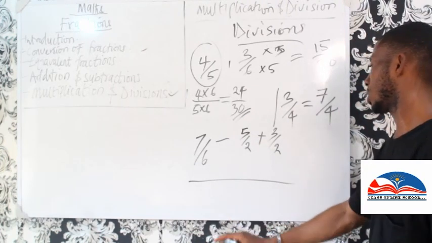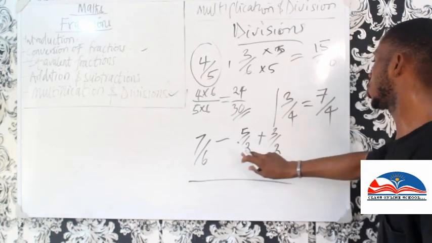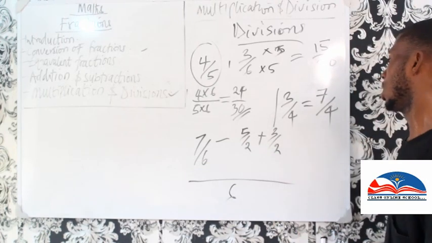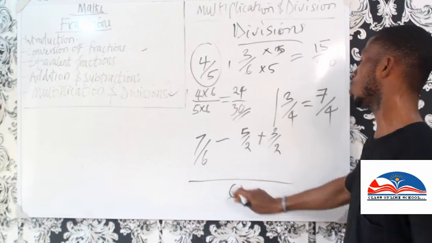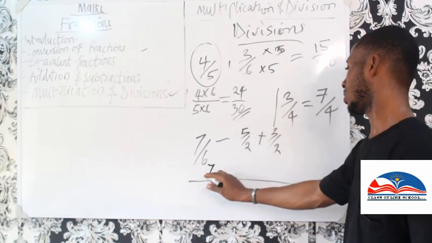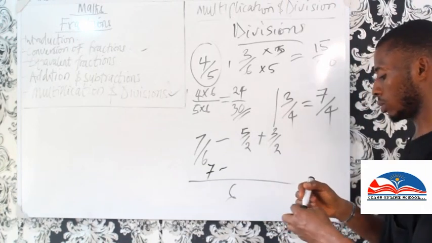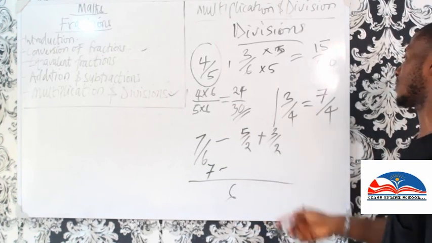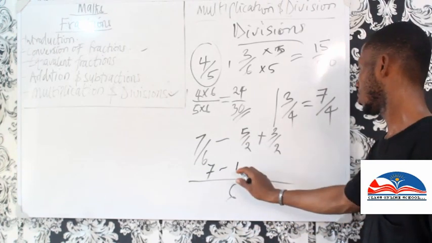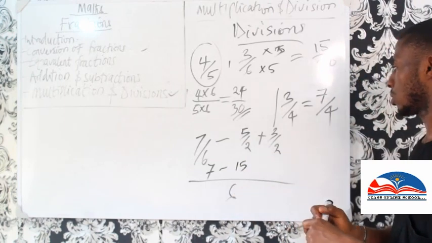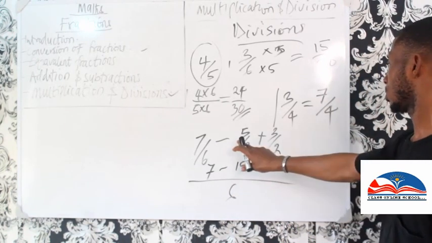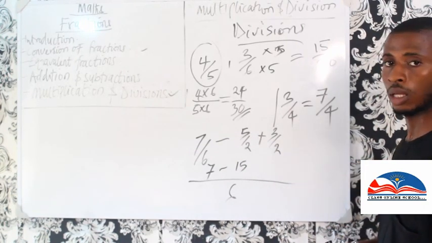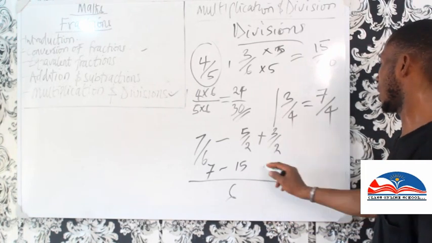So what we have here now is the LCM of 6, 2 and 2 is 6. Alright. Now 6 into 6, 1. 1 times 7 is 7. We bring down the minus. 6 into 2 is 3. 3 times 5 is 15. Now, 6 into 2 is 3. 3 times 3 is 9.